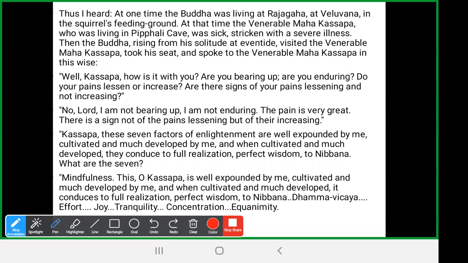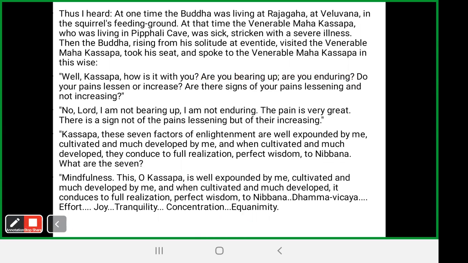So because we also learn about Pali conversation, that's the way they always greet each other. Are you bearing up? Are you enduring? This is one way they greet each other. And then Venerable Mahakassapa said, no, Lord, I'm not bearing up, I'm not enduring. The pain is very great. There's no sign of the pain lessening, but increasing. So that's when his feeling in the body is increasing very much. Then the Buddha said, Kassapa, these seven factors of enlightenment were well expounded by me, cultivated and much developed by me. And when cultivated and much developed, they conduce to full realization, perfect wisdom, to Nibbana. What are these?